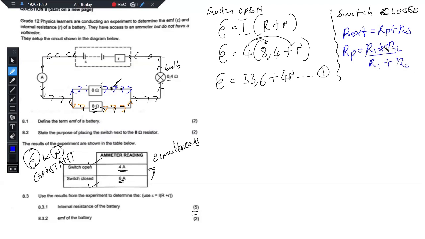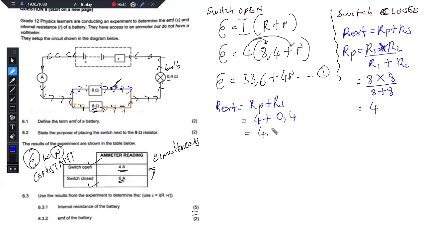Right, so let's multiply here. The R1 is 8, so that's 8 multiplied by 8 over 8 plus 8. When you punch that into your calculator, you get 4, right? Now the R external, you have to add. Remember, it's RP plus RS. The R parallel is 4, and the R series still remains the bulb, 0.4. So that means our R external is now 4.4 ohms, right?